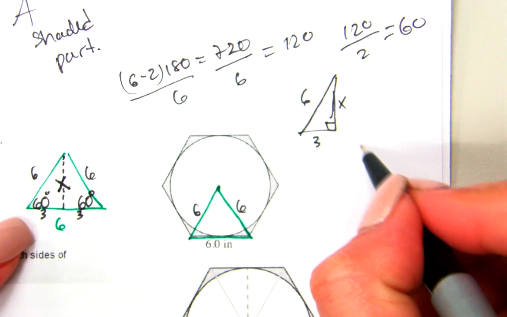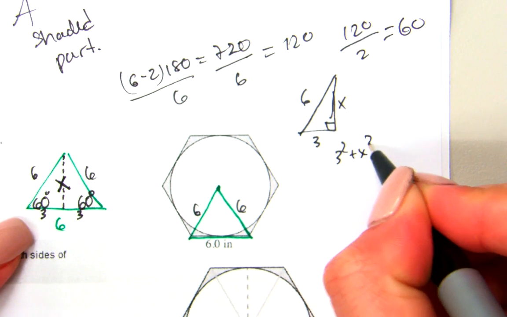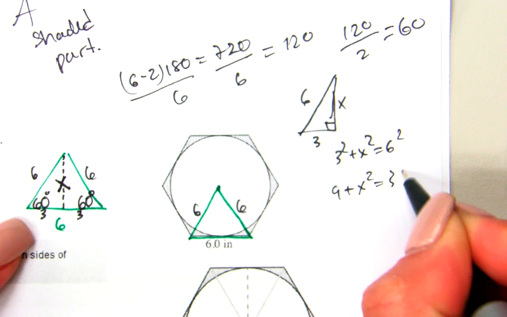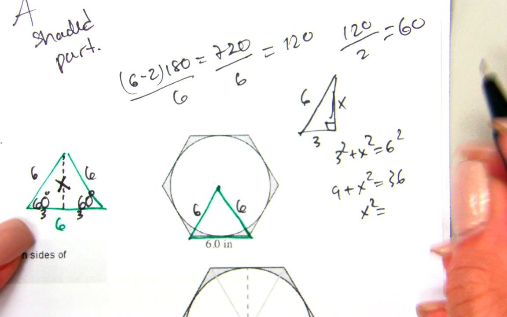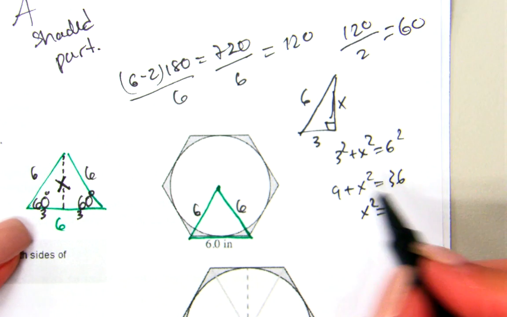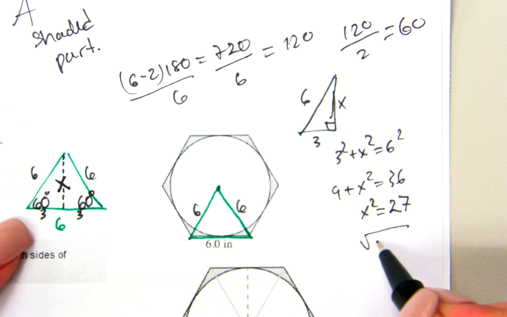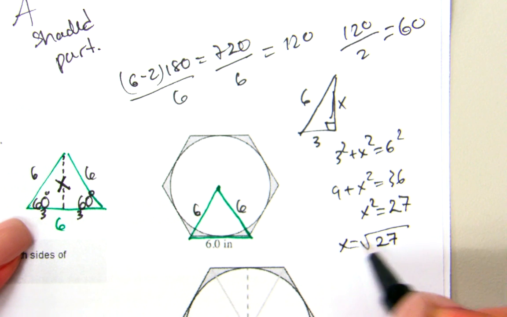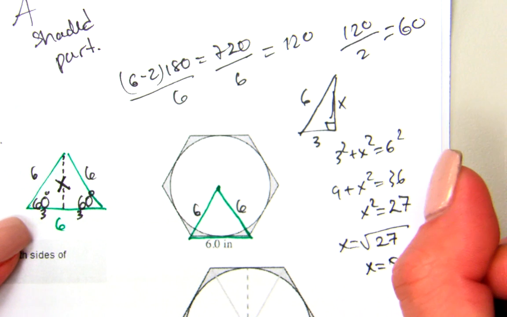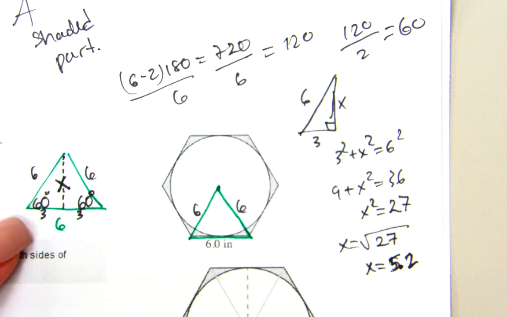So 3 squared plus x squared is going to give you 6 squared. So x squared is equal to 36 minus 9, which is 27, and the square root of 27 is somewhere around 5 point, what is it, let's just say 5.2. That'll take care of that.